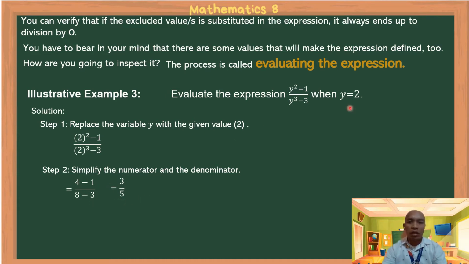So in this case, if y is equal to 2, this expression is no longer undefined. Because the denominator is not 0, we can say that this is defined at y equal to positive 2. And this is evaluating expression. Thus, we can say that when y is equal to 2, the expression y squared minus 1 all over y cubed minus 3 is equal to 3 over 5.